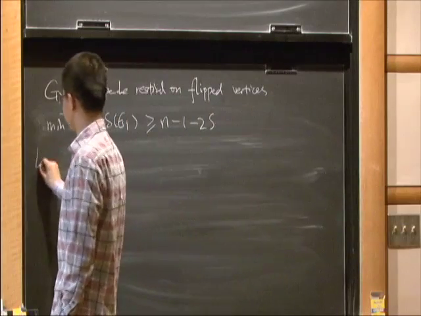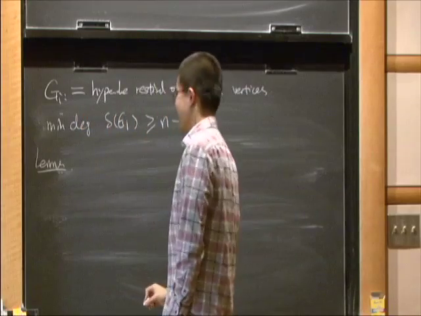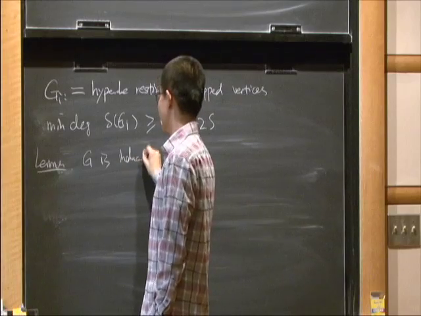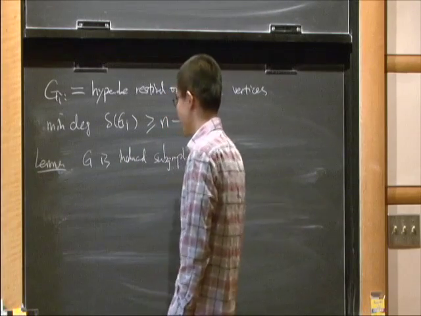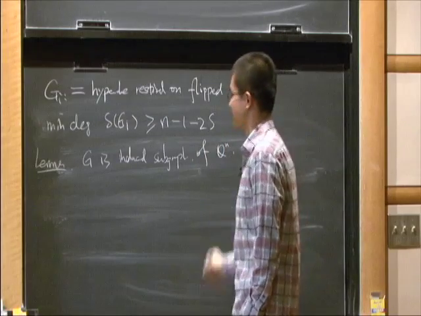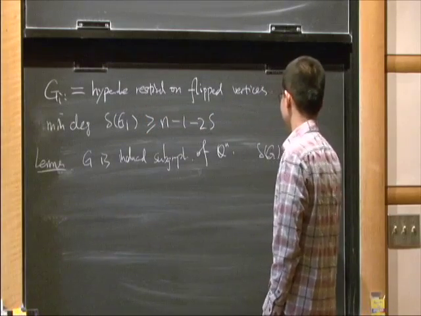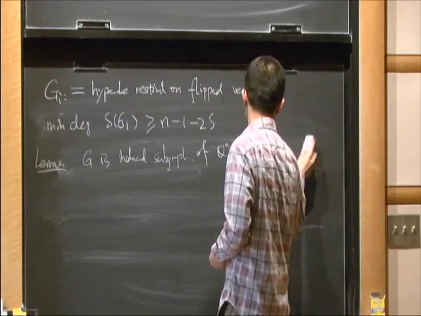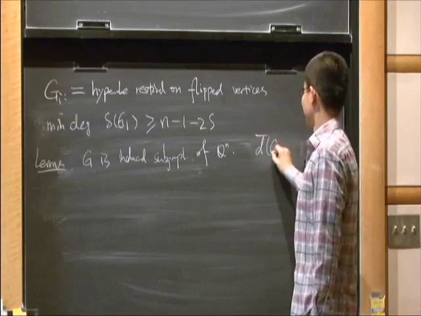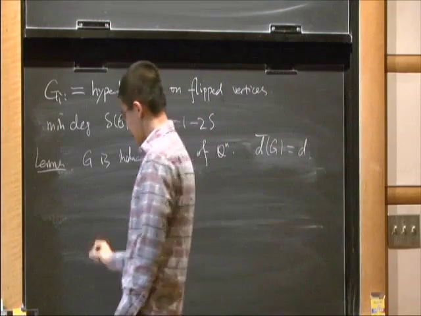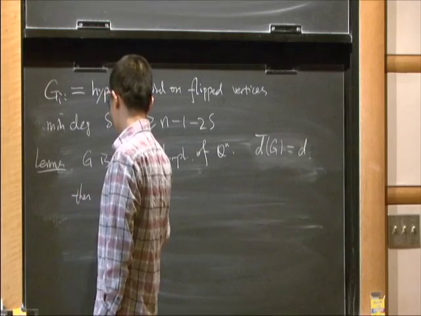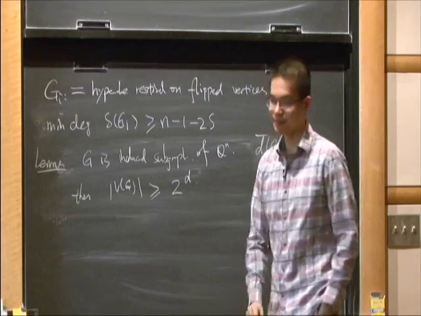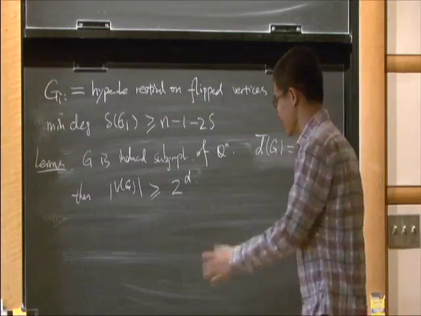And there was a lemma. G is an induced subgraph of Q_n. Actually, induced doesn't matter, because when I write down the conclusion you will see this. And the minimum degree is greater than or equal to D. I think a stronger form is known, where the average degree is equal to D. Then the number of vertices in G is at least 2 to the power of D. It's another theorem.